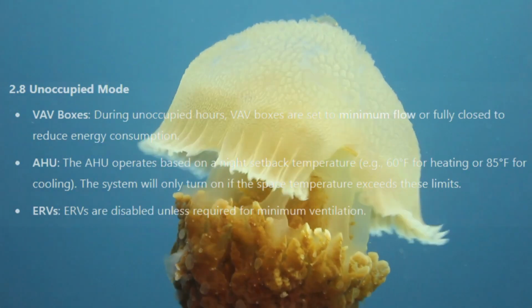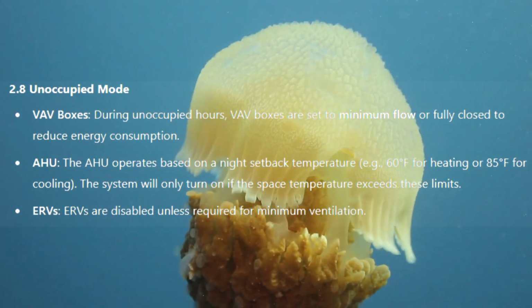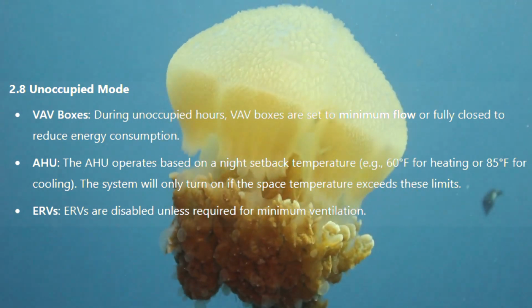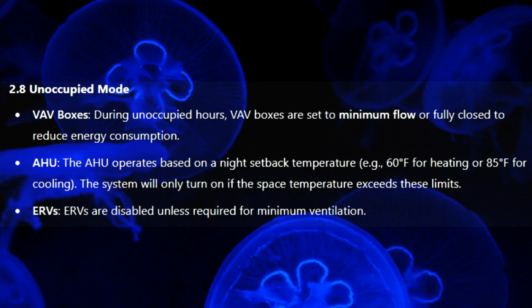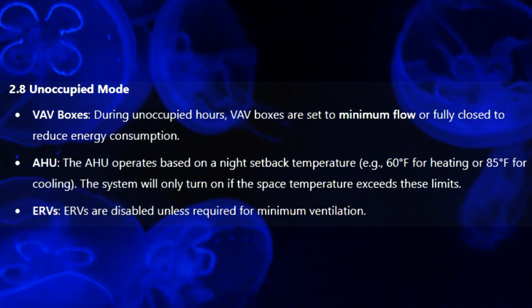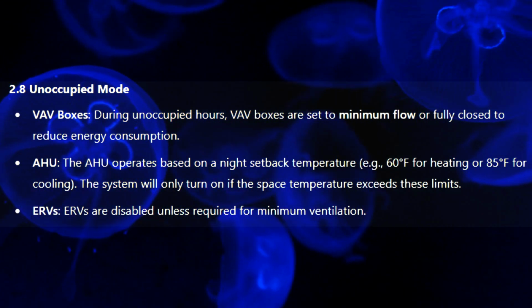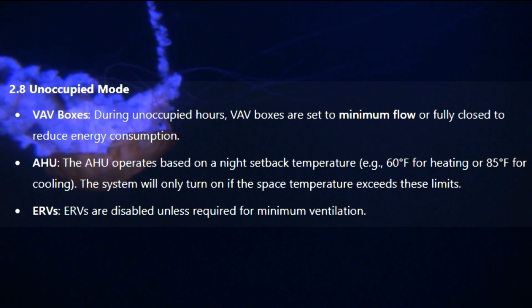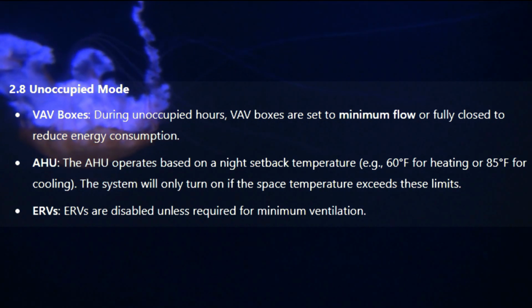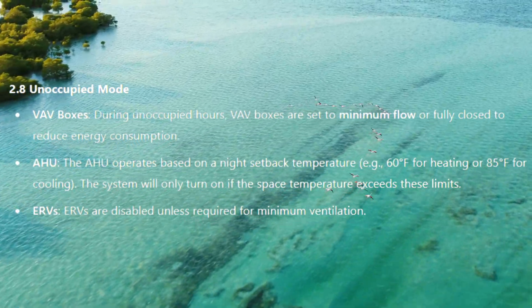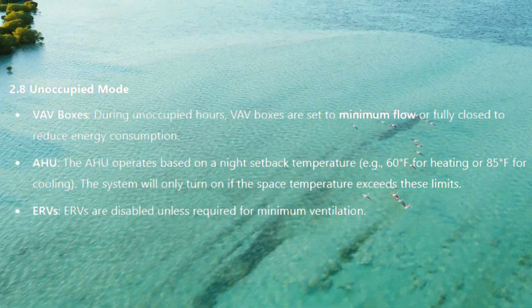2.8 Unoccupied mode. VAV boxes. During unoccupied hours, VAV boxes are set to minimum flow or fully closed to reduce energy consumption. AHU. The AHU operates based on a night setback temperature, e.g., 60 degrees Fahrenheit for heating or 85 degrees Fahrenheit for cooling. The system will only turn on if the space temperature exceeds these limits. ERVs are disabled unless required for minimum ventilation.